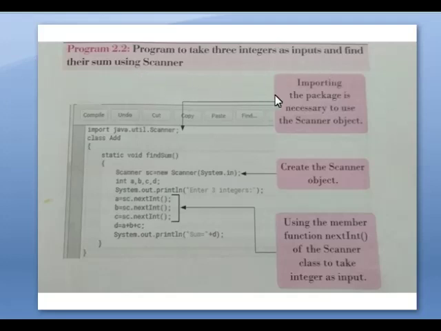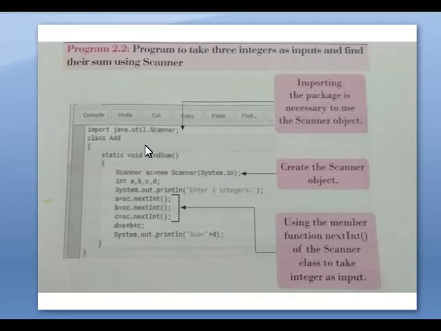The first line is import java.util.Scanner. This means we are importing the package for the scanner object. The package is java.util. Then class add. So we are going to add the 3 integers, so give the class name as add. You can use any class name, according to the user's choice.